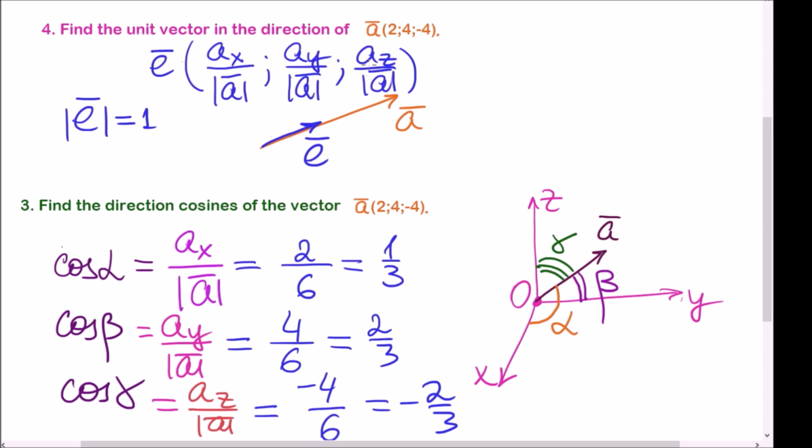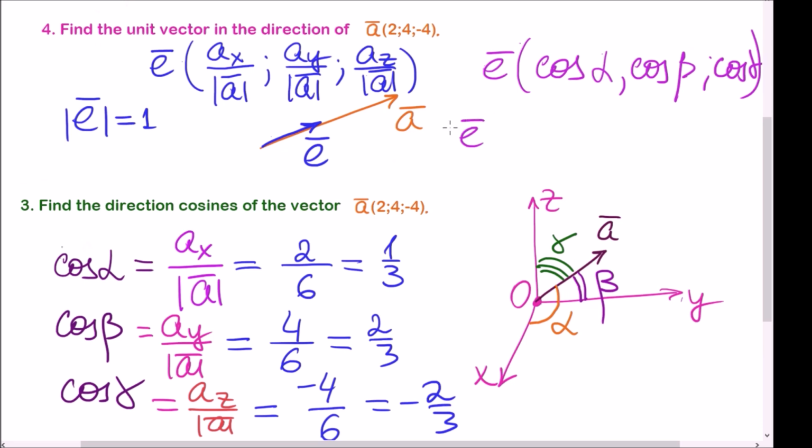We can see that the coordinates of the vector E are direction cosines of the vector A. So vector E has the coordinates cosine of alpha, cosine of beta, cosine of gamma. So the vector E has the coordinates 1 over 3, 2 over 3, and minus 2 over 3.